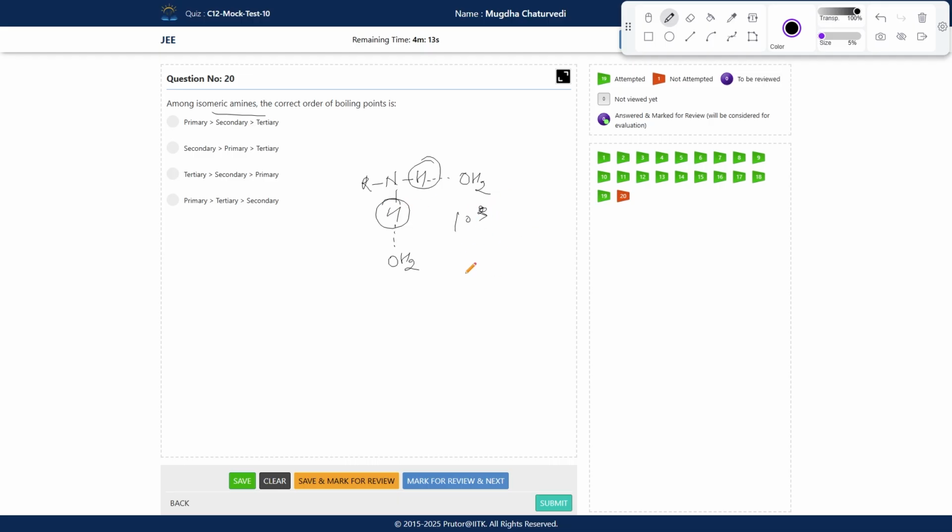Now in the case of secondary amine, this nitrogen only has one hydrogen available for hydrogen bonding. This dotted line represents hydrogen bonding. And in tertiary amines, there is no hydrogen available for this nitrogen to do the hydrogen bonding. So the correct order for the boiling point is primary, secondary, and then tertiary. The right answer for this question will be A, primary, secondary, and tertiary.